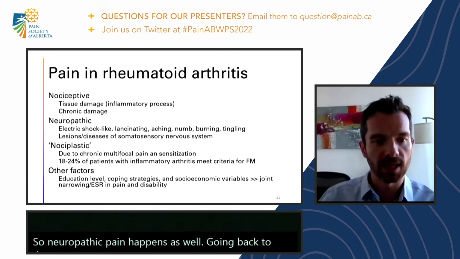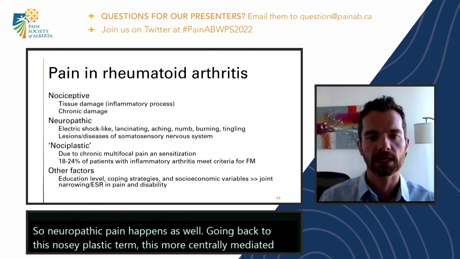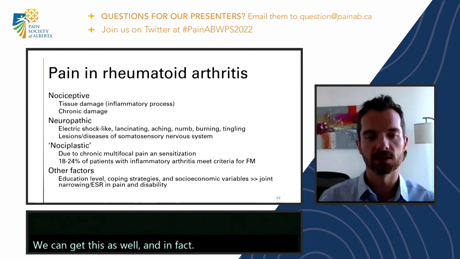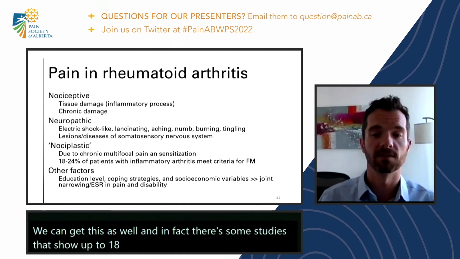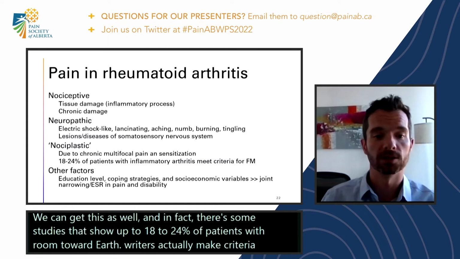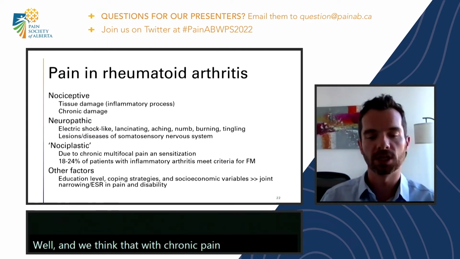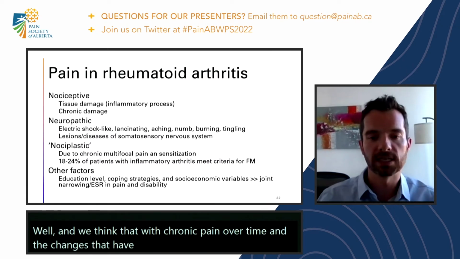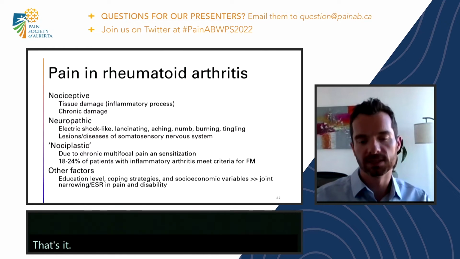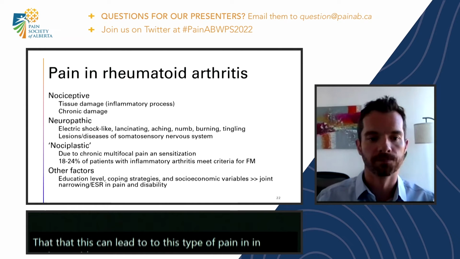Going back to this nociplastic term, this more centrally mediated type of pain, we can get this as well. And in fact, there's some studies that show up to 18 to 24% of patients with rheumatoid arthritis actually meet criteria for fibromyalgia as well. And we think that with chronic pain over time and the changes that happen in those ascending and descending pathways and in the central nervous system, this can lead to this type of pain in patients with rheumatoid arthritis.